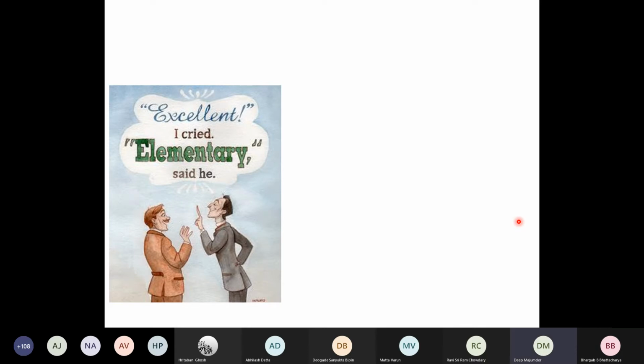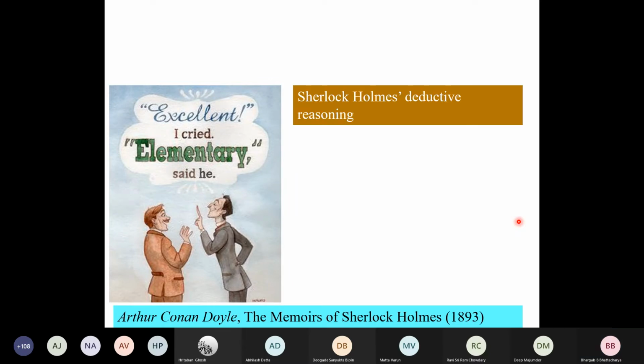Sherlock Holmes. Good. Dr. Watson. Dr. Watson and Sherlock Holmes, and Sherlock Holmes cracked a very difficult mystery puzzle, and Watson said, well, excellent. But Sherlock said, no, there is nothing in it. It is just elementary. It follows from my deductive logic.